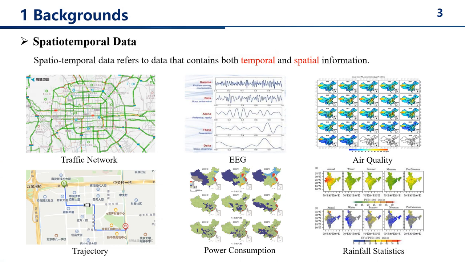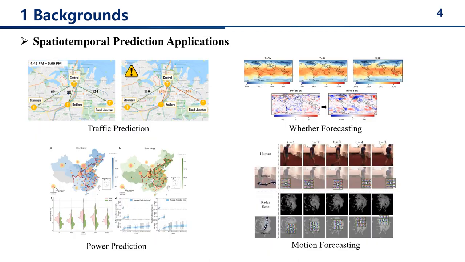Spatiotemporal predictive learning offers a self-supervised learning paradigm that enables models to learn both spatial and temporal patterns of spatiotemporal data. As a data-driven method, spatiotemporal predictive learning has a wide range of applications, including traffic prediction, weather forecasting, power prediction, and human motion forecasting.